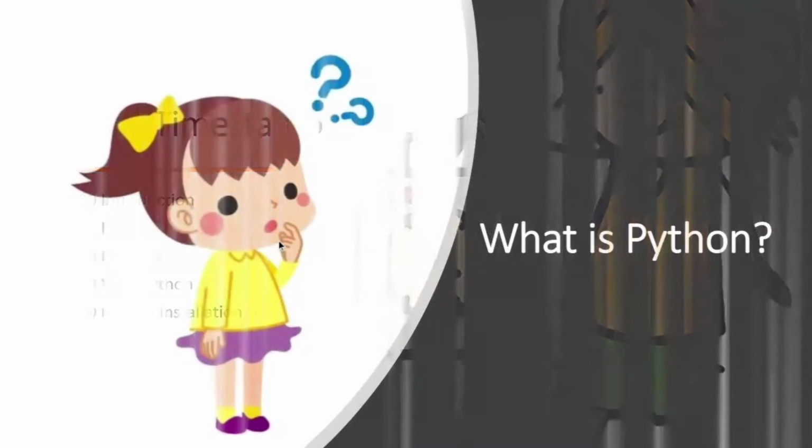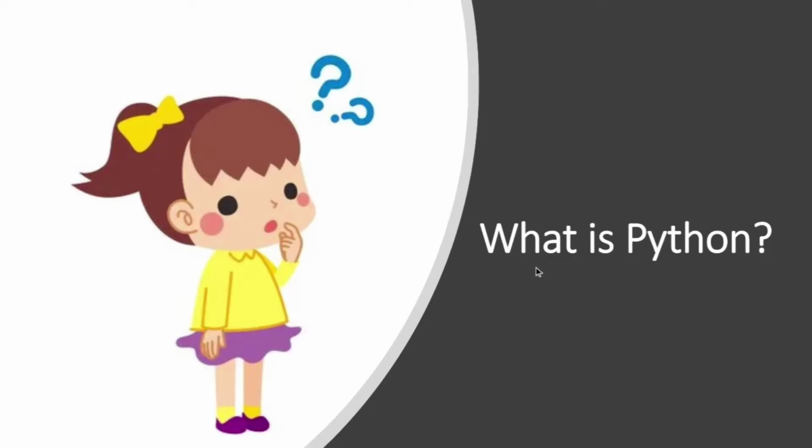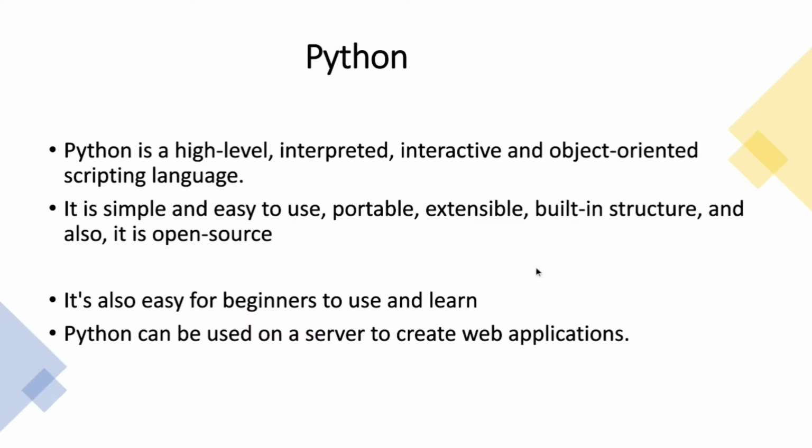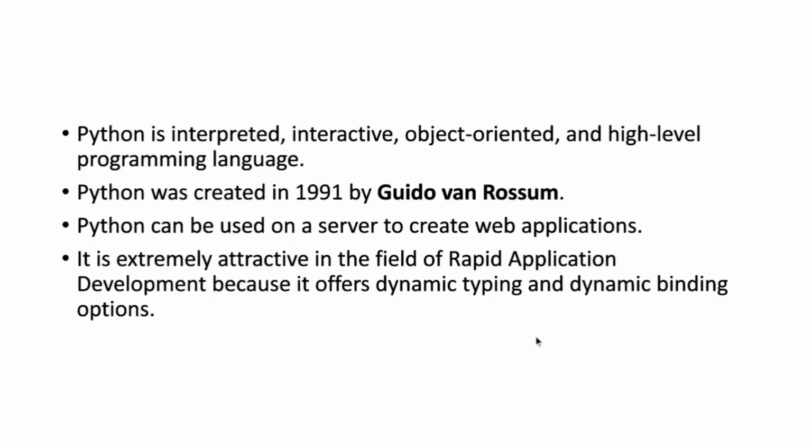Next, what is Python? So let's see the definition of Python. Python is a high-level, interpreted, interactive, and object-oriented scripting language. It is simple and easy to use, portable, extensible, has built-in structure, and it is also open source. It's also easy for beginners to use and learn. Python can be used on a server to create web applications. Python was created in 1991 by Guido van Rossum.